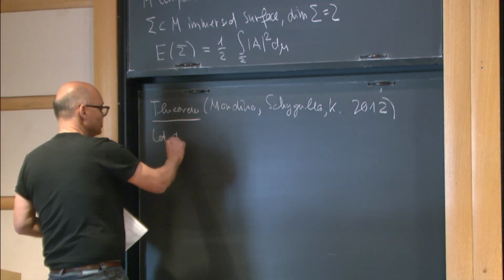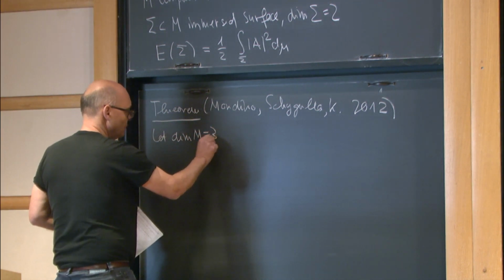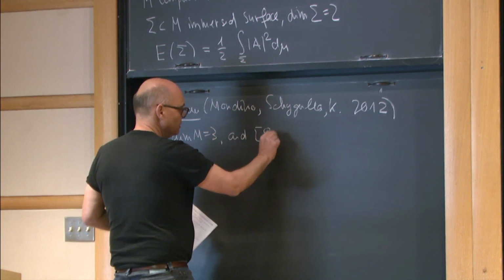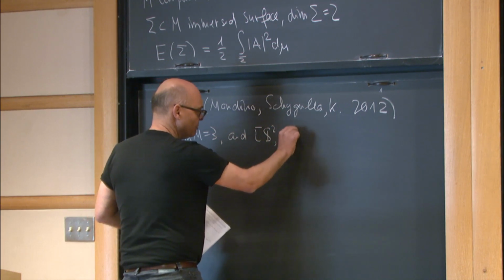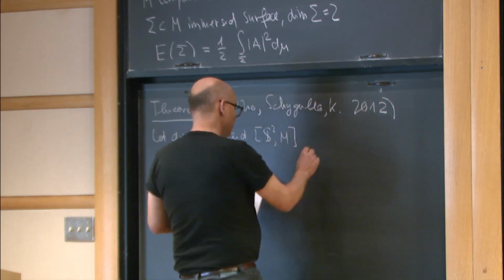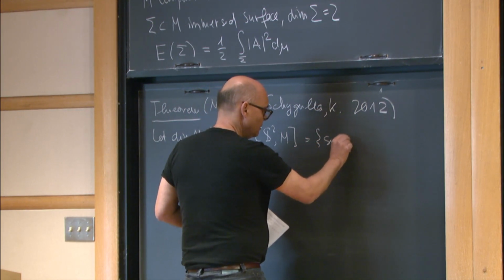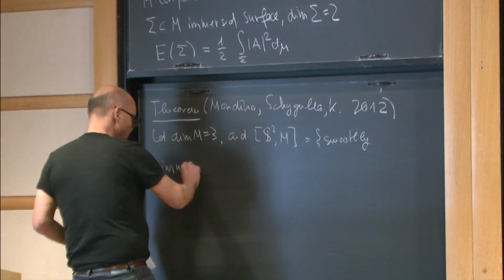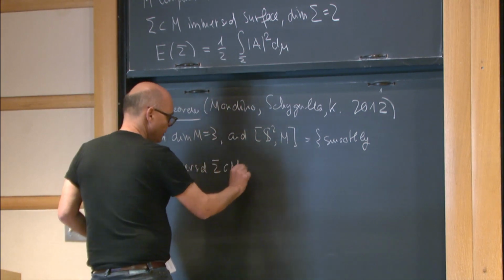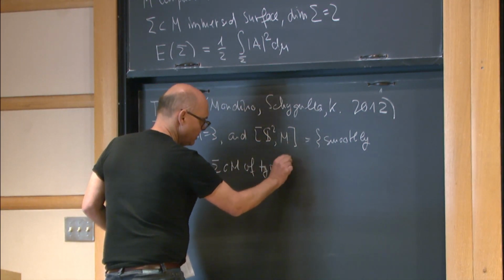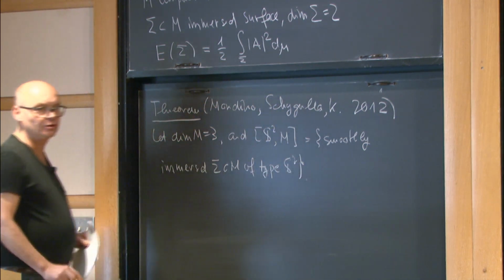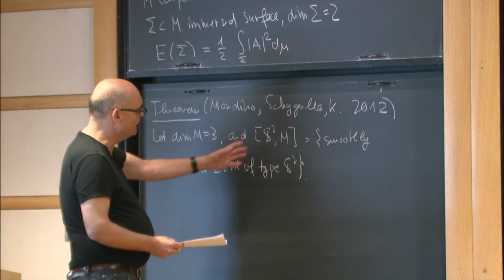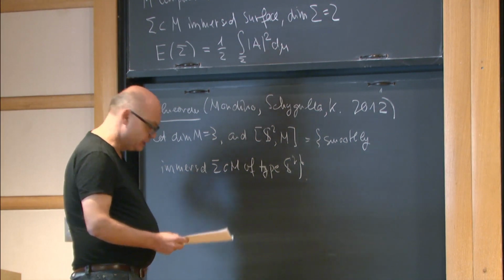You assume that you have codimension 1. And you consider the special case where you want to find an immersion of the two-sphere in M. So you write S2M to be the set of smoothly immersed surfaces sigma in M of the topological type S2, smooth immersions of S2 into M. And you impose some conditions. We want to minimize this functional in this class. That's the goal. And you put two conditions.